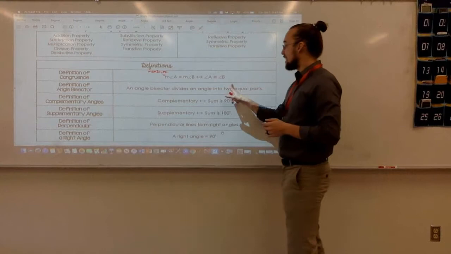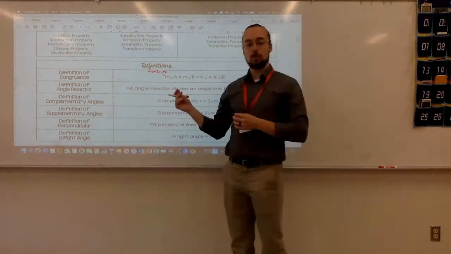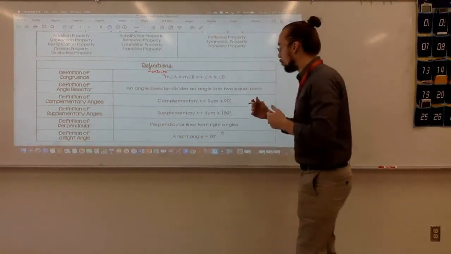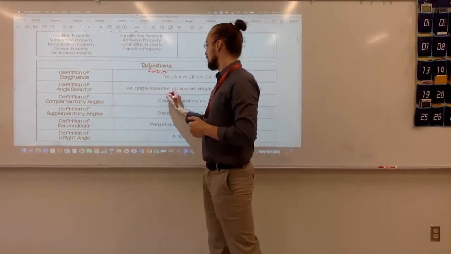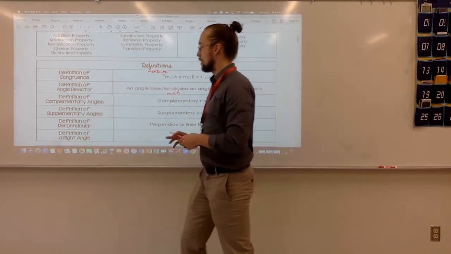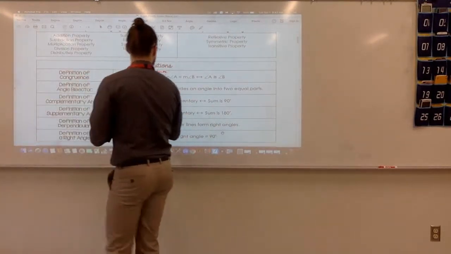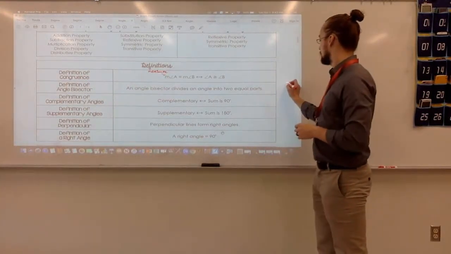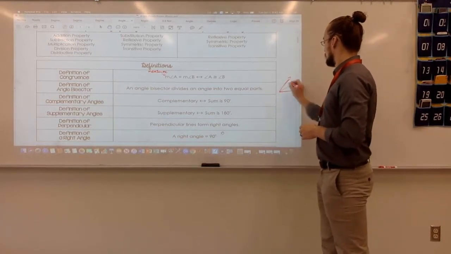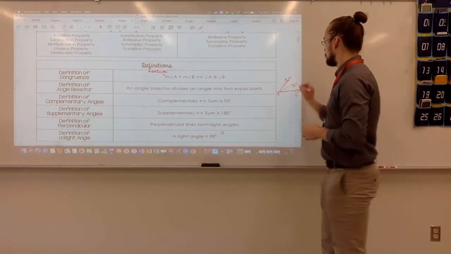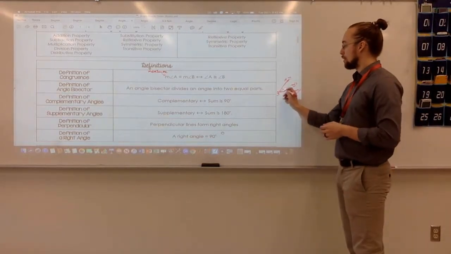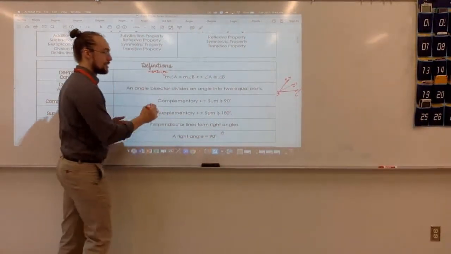So, you're going to want to write these down, if we are told that we have an angle bisector, what we can conclude then is that the measures of two angles are equal. So let me draw a picture over here. Say we got an angle ABC, and then I'm told that BD is a bisector, then we can conclude that the measure of angle ABD equals the measure of angle DBC.